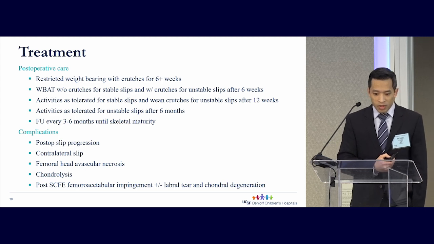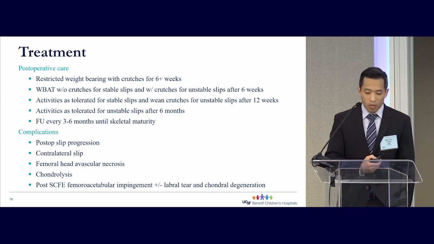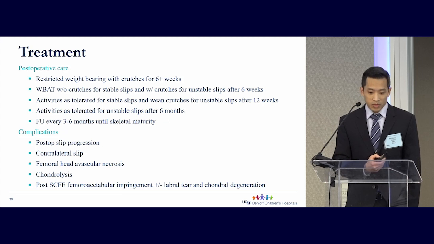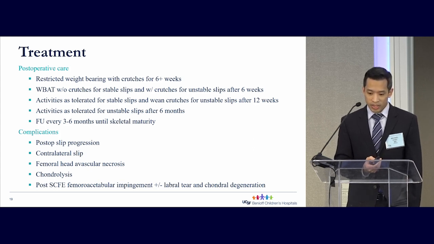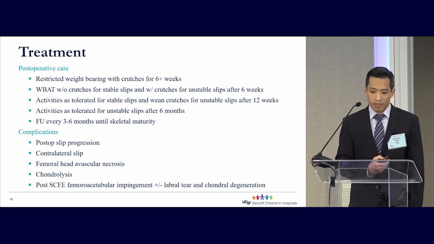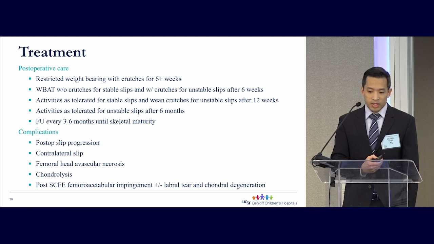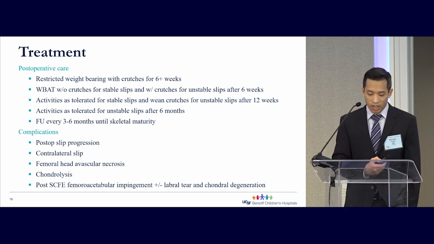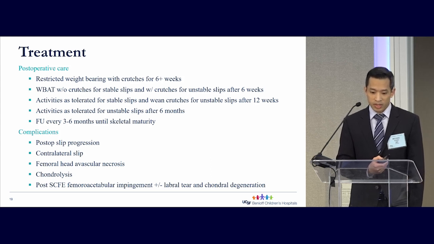Postoperatively, patients are typically restricted in their weight bearing for up to 6 weeks using crutches. Weight bearing is then allowed without crutches for stable slips after 6 weeks. And in certain practices, including my own, with crutches, weight bearing is tolerated for 6 weeks for unstable slips. Activity as tolerated for stable slips at 12 weeks, and then for unstable slips, they can wean off crutches. Finally, activities as tolerated for unstable slips after 6 months.